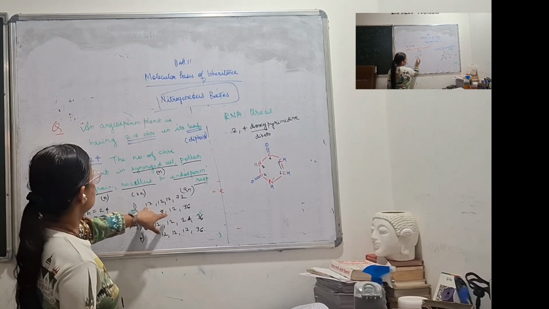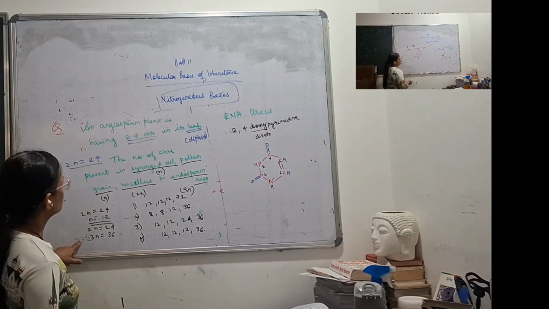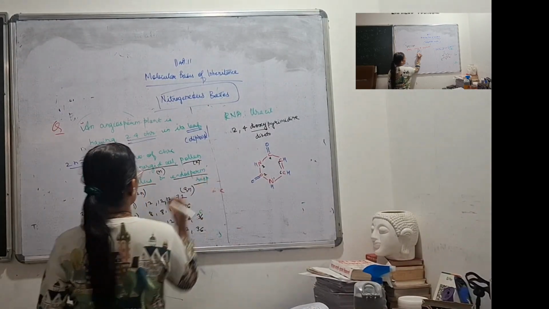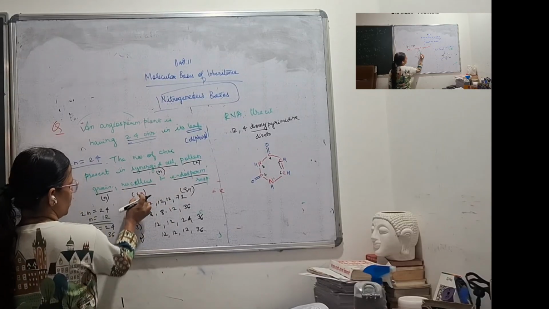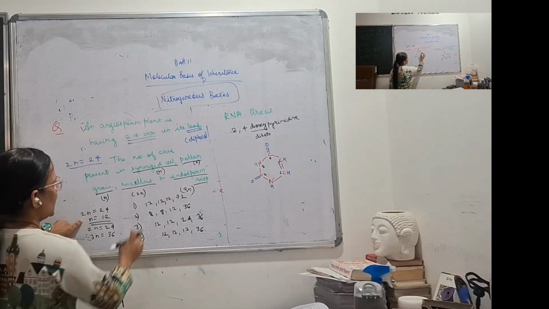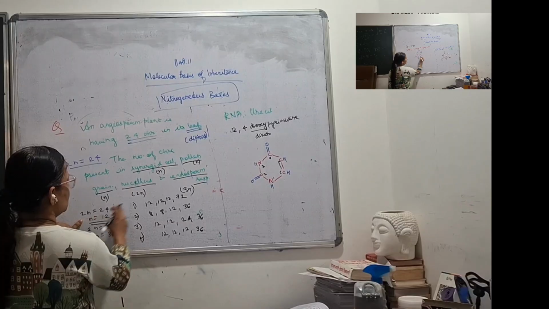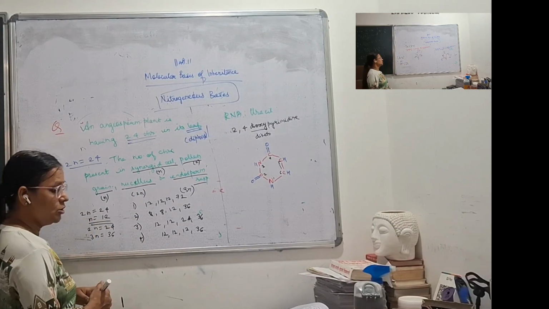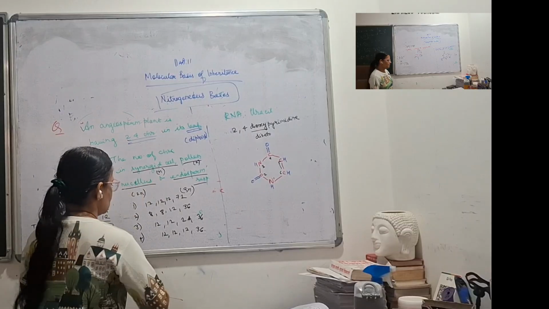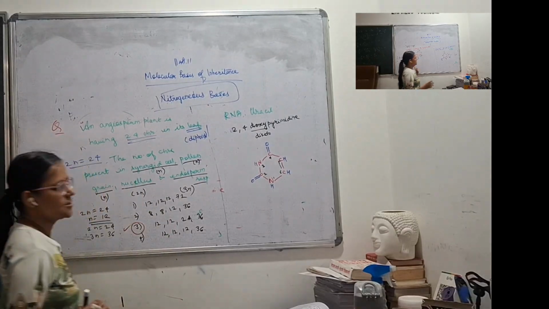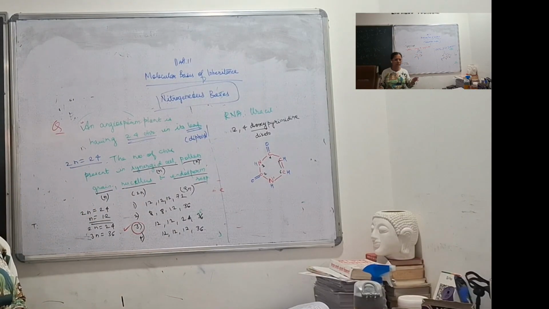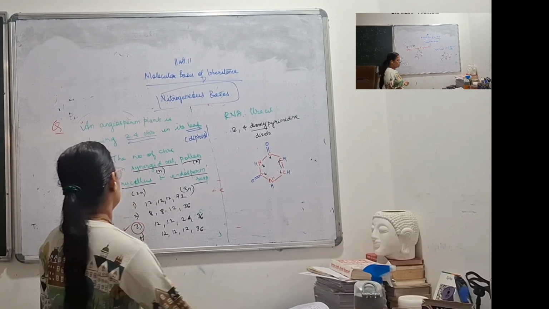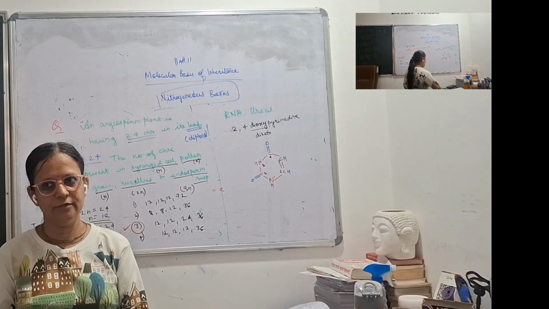Now what does this mean? Our answer is what? Synergid is n, pollen grain is n, nucellus is 2n. So n means 12, 12, and 2n means 24. So our answer is 12, 12, 24, 36. Answer 3 is correct. This is how you are going to solve the MCQs. We'll stop here. We'll conclude.